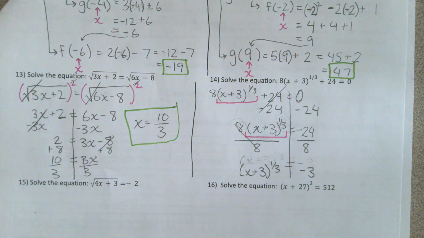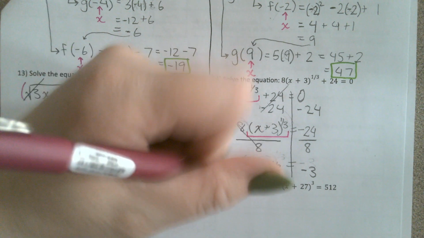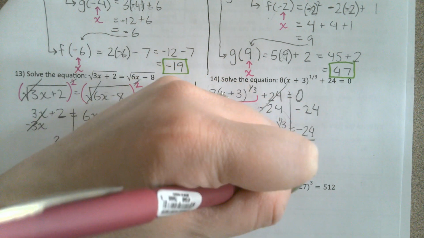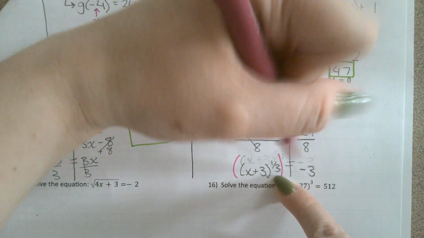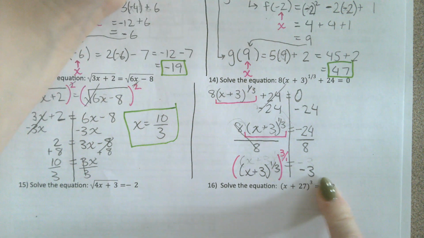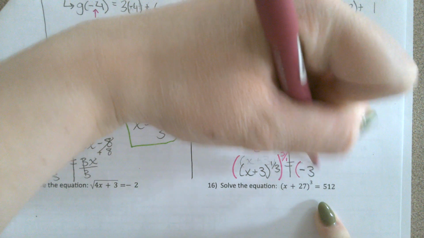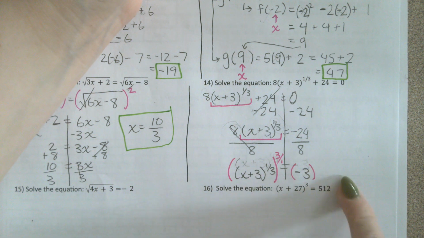Okay, to get rid of a fractional exponent, you're going to raise it to its reciprocal exponent. So the reciprocal of 1/3 is 3/1. Now make sure you do this to both sides. That's another big mistake I saw. Students would do this step correctly, but would only do it to the left side and not both sides.